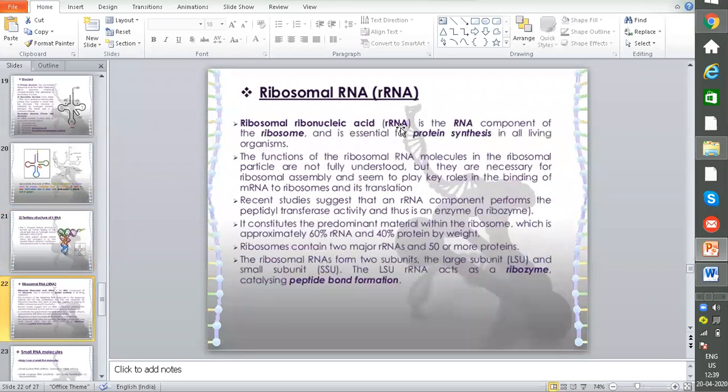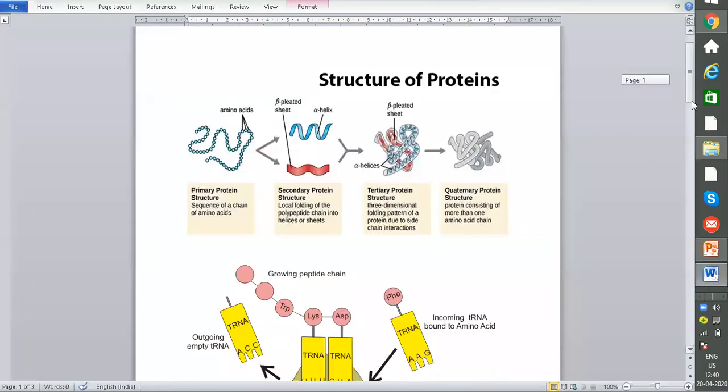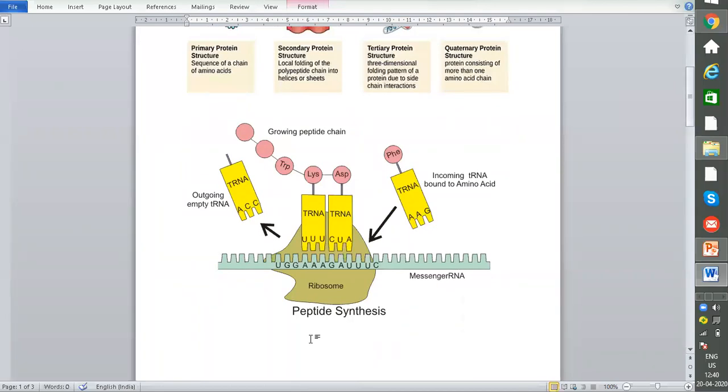And the next one is ribosomal RNA. Ribosomal RNA is present in the ribosomal area and is useful for protein synthesis. This is the main RNA for the protein synthesis process. See, this is the peptide synthesis. Here peptide chains will be formed, and finally proteins.